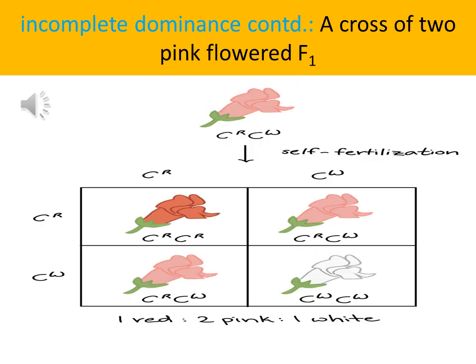However, when the F1 generation of pink-flowered plants were allowed to self-pollinate, the F2 generation exhibited all the colors, in the ratio of 1 red to 2 pink to 1 white. In other words, one quarter of the offspring has red flowers, half has pink flowers, and one quarter has white flowers. This is in contrast to what was obtainable in Mendel's F2 generation.